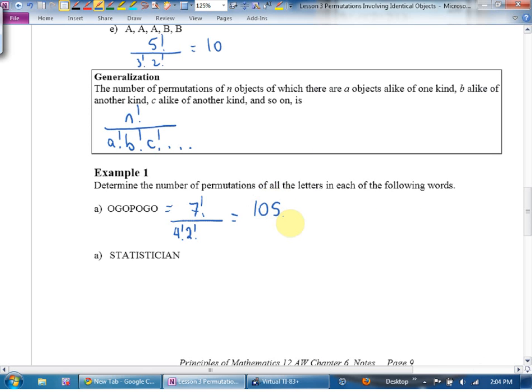List them. No, I'm not going to ask you. The whole point of this unit is to count without counting. Statistician.